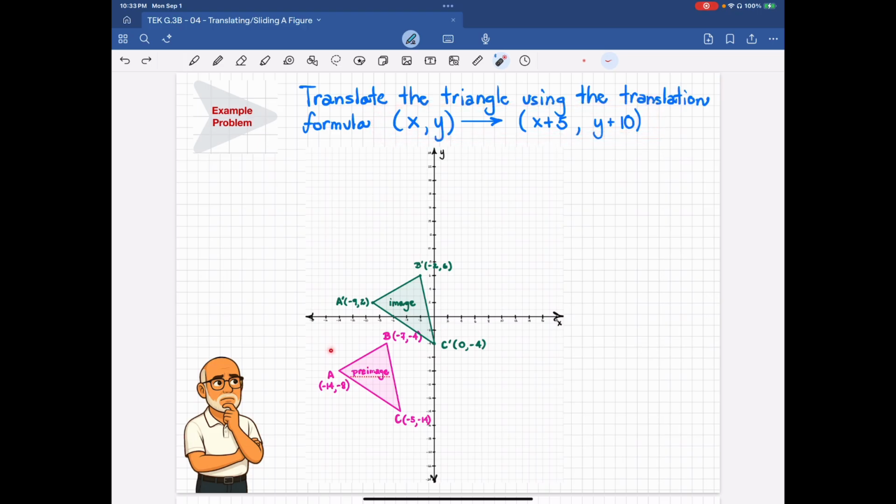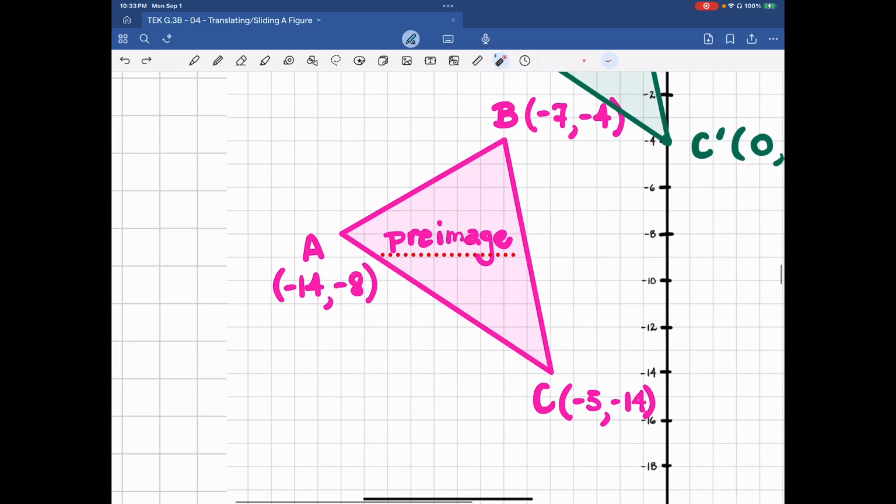So this is my pre-image right here, okay? And so what I'm going to do is take this pre-image and move every single point to the right 5 and up 10 to get to my new image position. So we're just going to do the vertices, because if I do the vertices, then I can just connect them to get where all the other points should be.